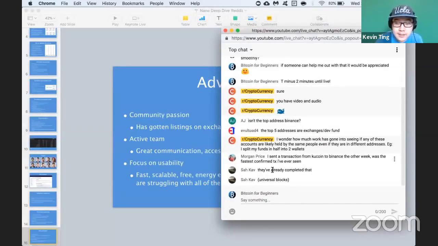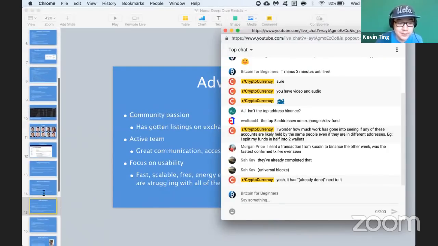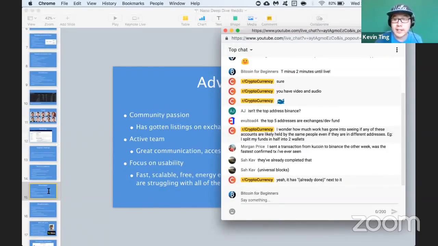Yes, Sakov, you are correct. They have already completed universal blocks. I do believe I have included "already done" next to it, but it was something that they accomplished. So I kept it there so I can just show people that they have been delivering on their plans.